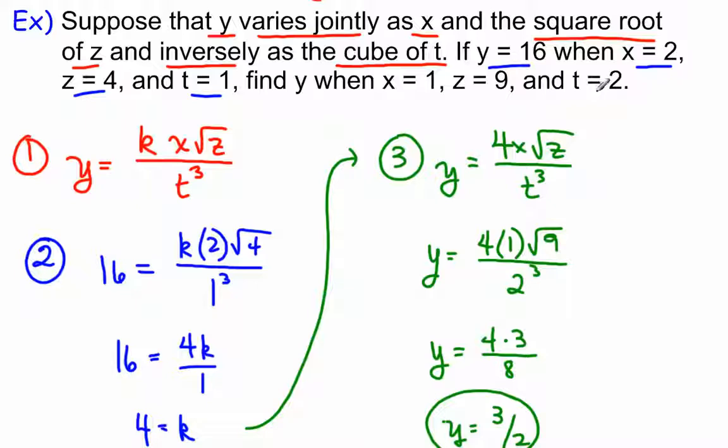Okay, so this last part. If x is 1, z is 9, and t is 2, well, I plug in my x, my z, and my t. The square root of 9 is going to be a 3. 3 times 4 is going to be 12. Okay, so that's on top. And then 2 cubed is going to be 8. And 12 over 8 would simplify to 3/2.